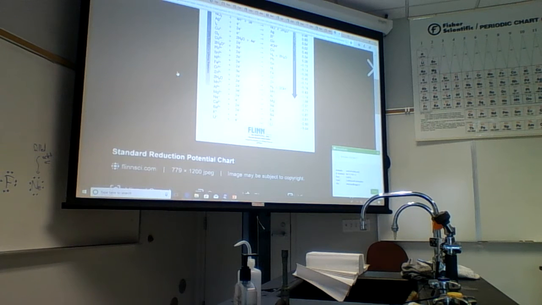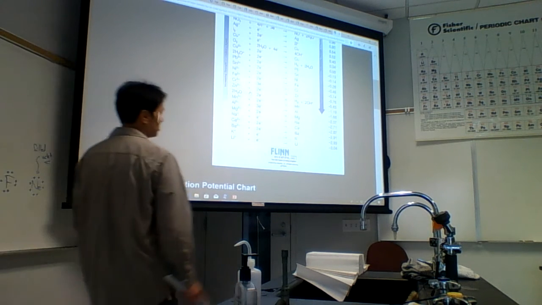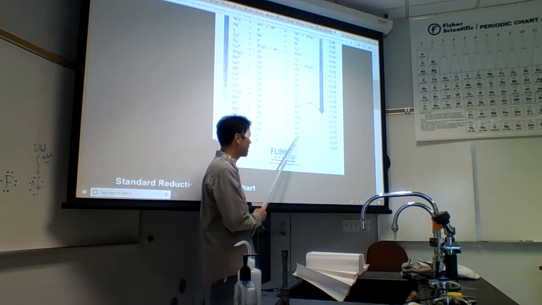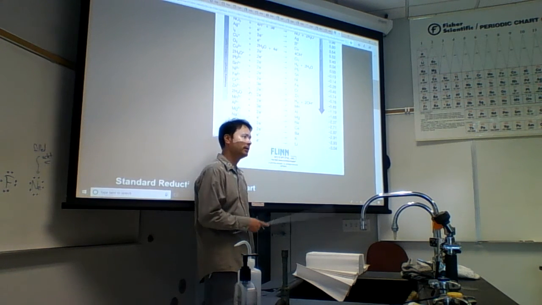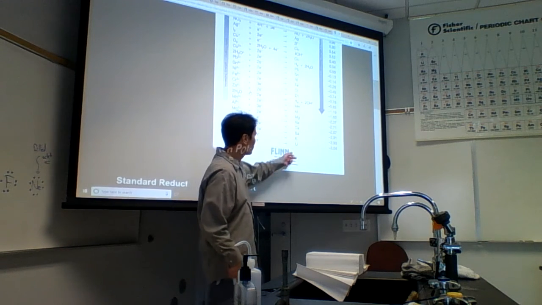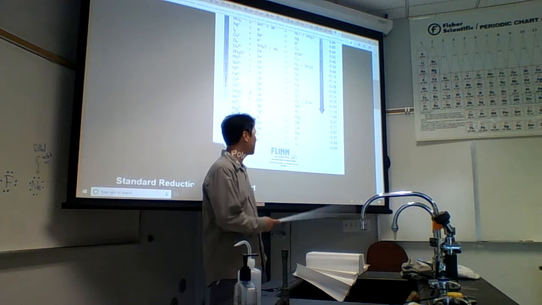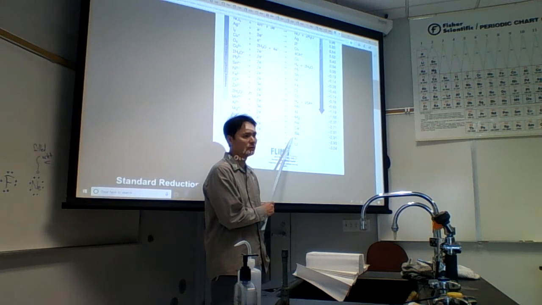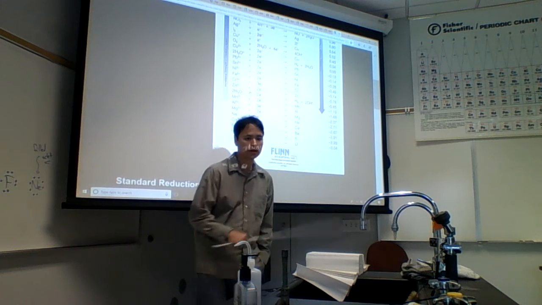We see the most powerful reducer is lithium. In fact, as far as this order goes, I would have expected potassium to be a much better reducer than lithium. In fact, it is. Lithium reacts slowly with water. Potassium reacts explosively with water. Potassium is much more violent in reaction with water.